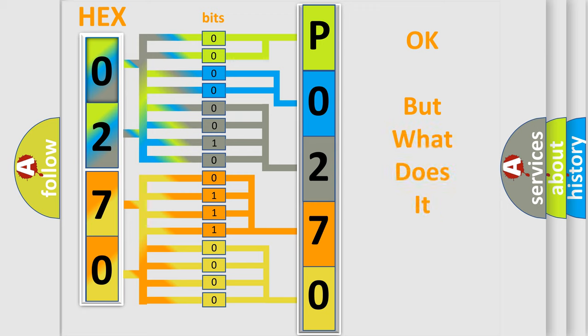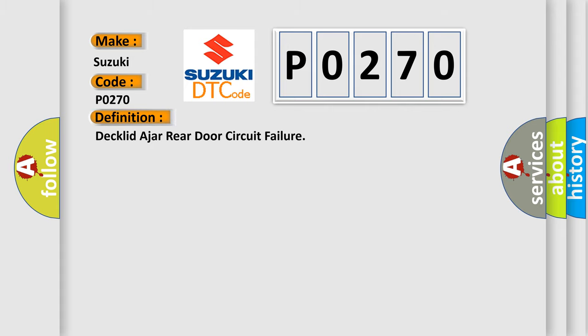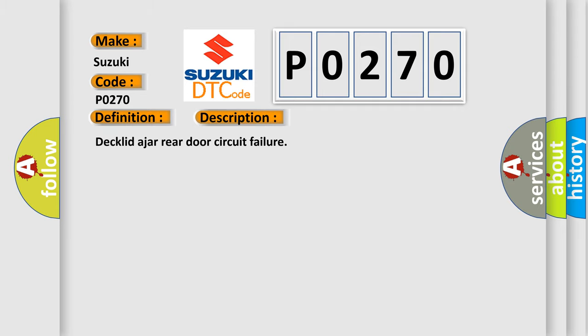The number itself does not make sense to us if we cannot assign information to what it actually expresses. So, what does the diagnostic trouble code P0270 specifically mean for Suzuki cars? The basic definition is Decklid Ajar rear door circuit failure. And now this is a short description of this DTC code. Decklid Ajar rear door circuit failure.